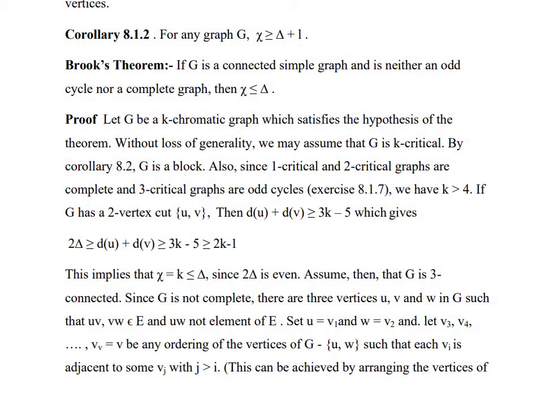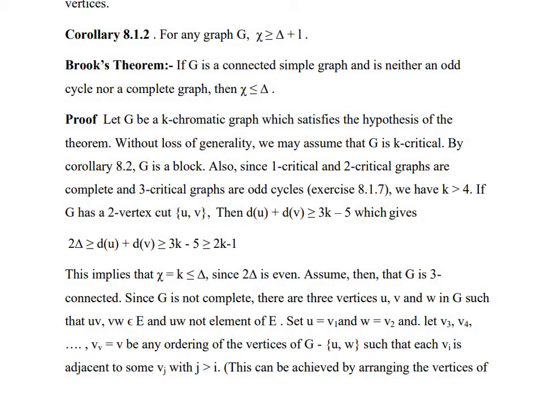Since 2 delta is even. Assume then that G is 3-connected. Since G is not complete, there are 3 vertices u, v and w in G such that uv, vw are elements of E and uw is not an element of E.